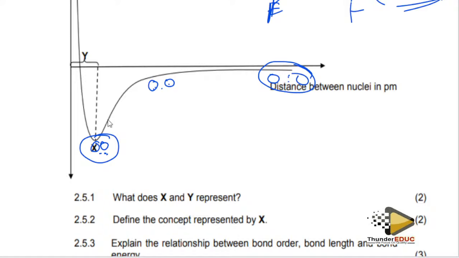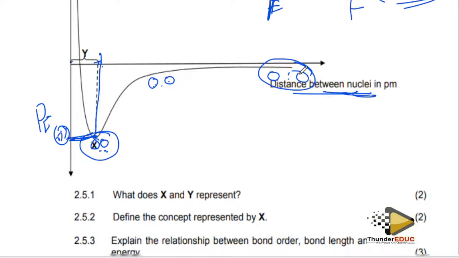And then this distance from here to here is called the bond length, while the energy you get here, because this is energy, is what you call the bond energy. So we can bring figures and ask you which one is the bond energy and which one is the bond length. This is the bond length, and this is the bond energy, because here they are saying the distance of the two nuclei.